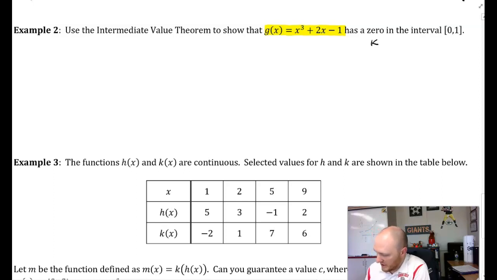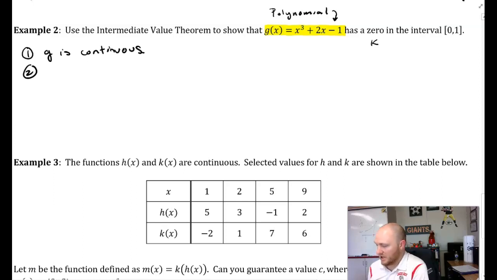So we're going to go ahead and check our conditions. So condition number 1, I have to show that the function is continuous. Well, again, here g is a polynomial. G is continuous. Polynomials are continuous everywhere. So we can say g is continuous.